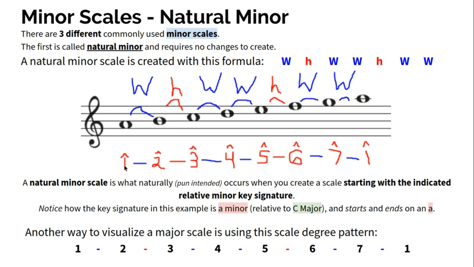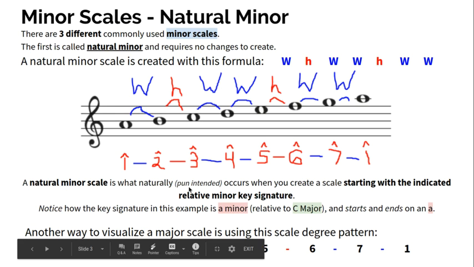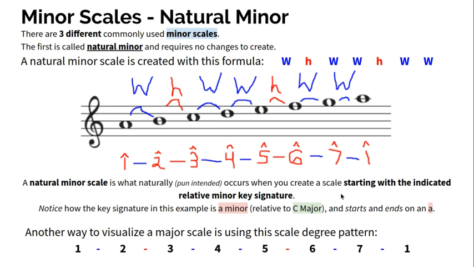And we've also changed which note gets which scale degree. If this is going to be our root note, our primary note in this key signature, being A, then A will get the number 1, B gets number 2, and so on. A natural minor scale is what naturally occurs when you create a scale starting with the indicated relative minor key signature. Notice how the key signature in this example is A minor, relative to C major, and starts and ends with an A. So if we look up here, we have no sharps or flats in our key signature.